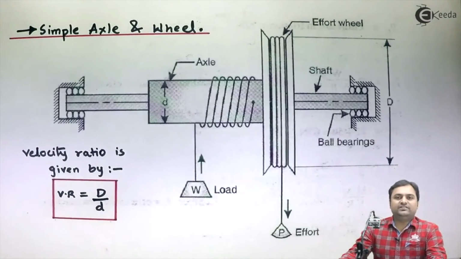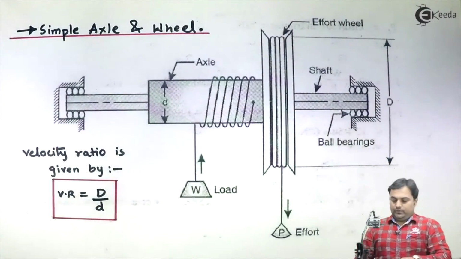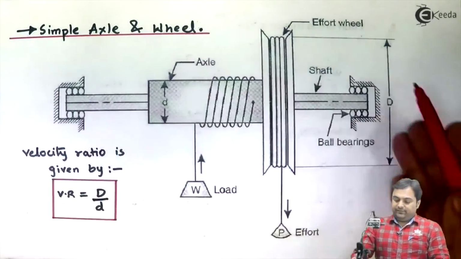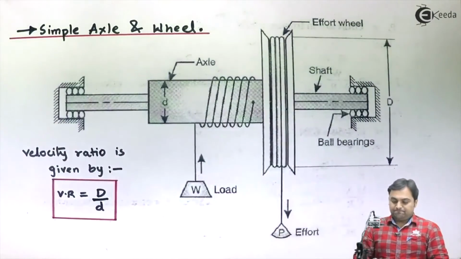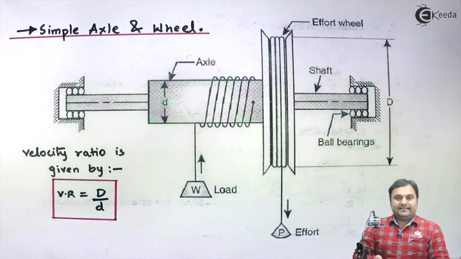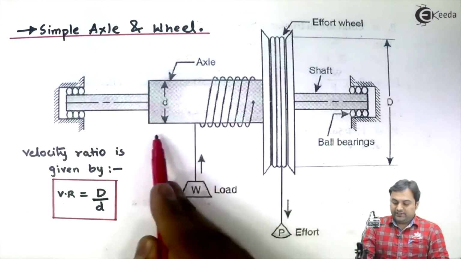In this video, we will see the construction and working of a simple machine which is called a simple axle and wheel, along with its velocity ratio formula. Now, the diagram which I have in front of me is of a simple axle and wheel. What is a simple axle? An axle is a rotating shaft.